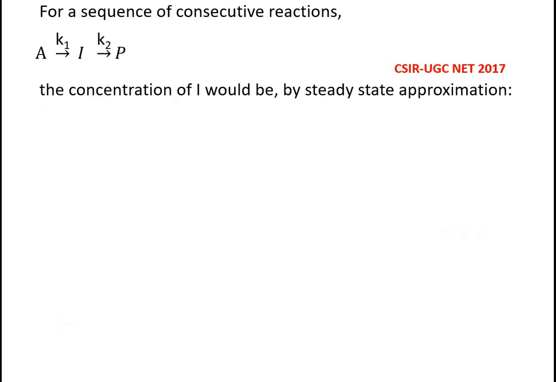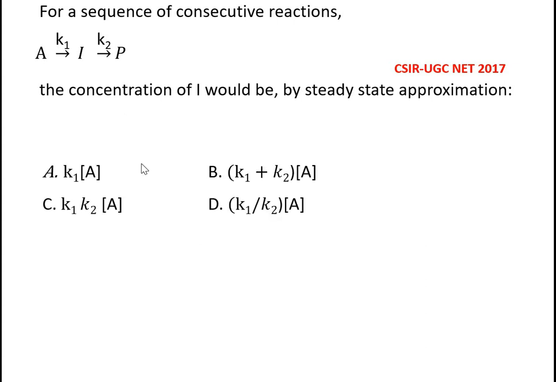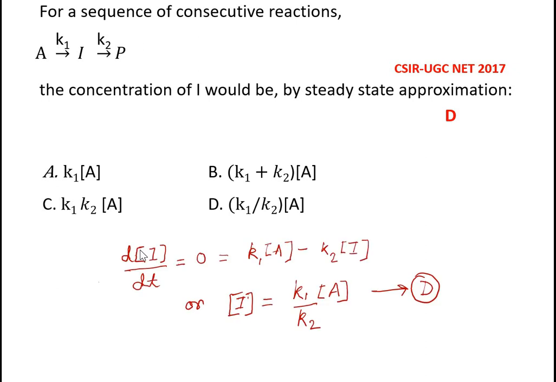Well, for a sequence of consecutive reactions, this is another type of reaction, A to some intermediate I to P, with K1 and K2. So how will I change? By steady state approximation again. So steady state is to be applied on I, naturally, so dI/dt is 0. Now I is involved in both the processes K1 and K2, so K1A minus K2I, so equating it to 0, you will get I to be K1 by K2. So option D is the answer, K1 by K2. Okay, rather simple.